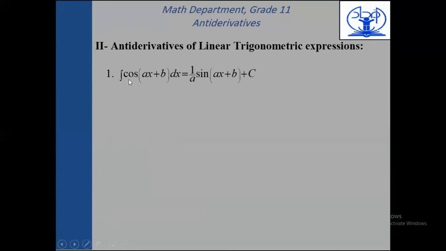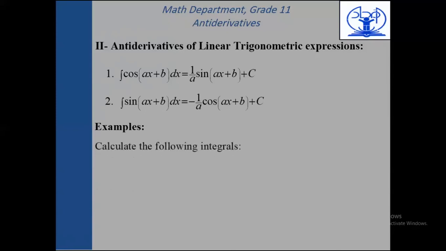You know that the integral of cosine x is sine x. So the integral of cosine of a linear expression is sine of this linear expression, but you need to divide by the slope. Similarly for the sine, you know that the integral of sine x is minus cosine x. Now the integral of sine of a linear expression will be minus cosine of the linear expression, but you need to divide by the slope. If the angle inside is not linear, like sine of x³ + 2, you are not responsible for how to calculate these integrals for now.